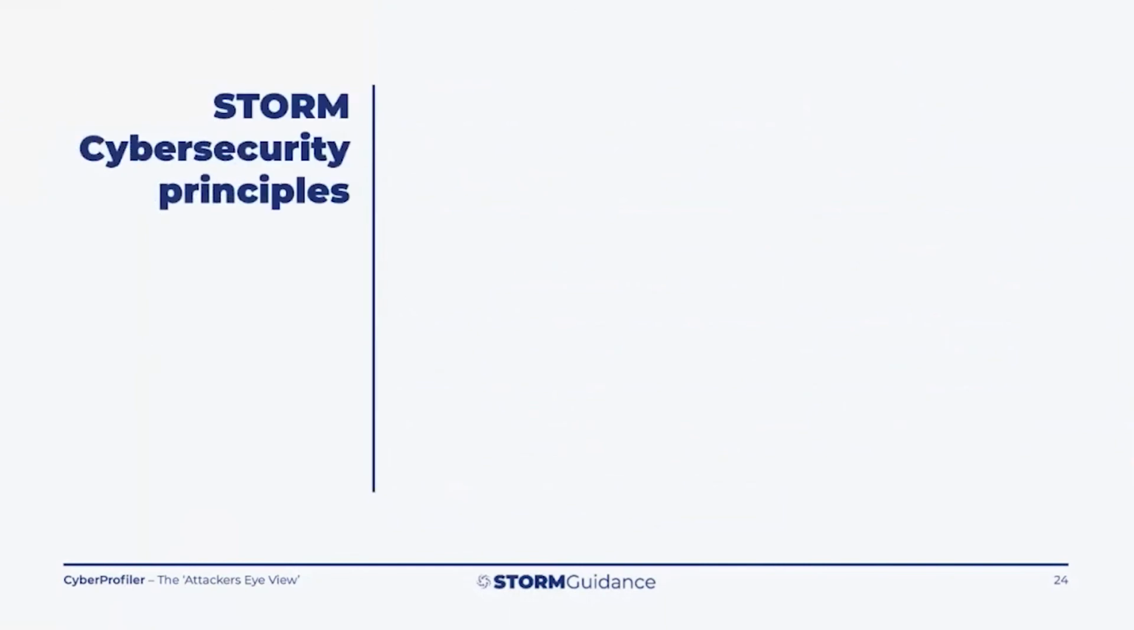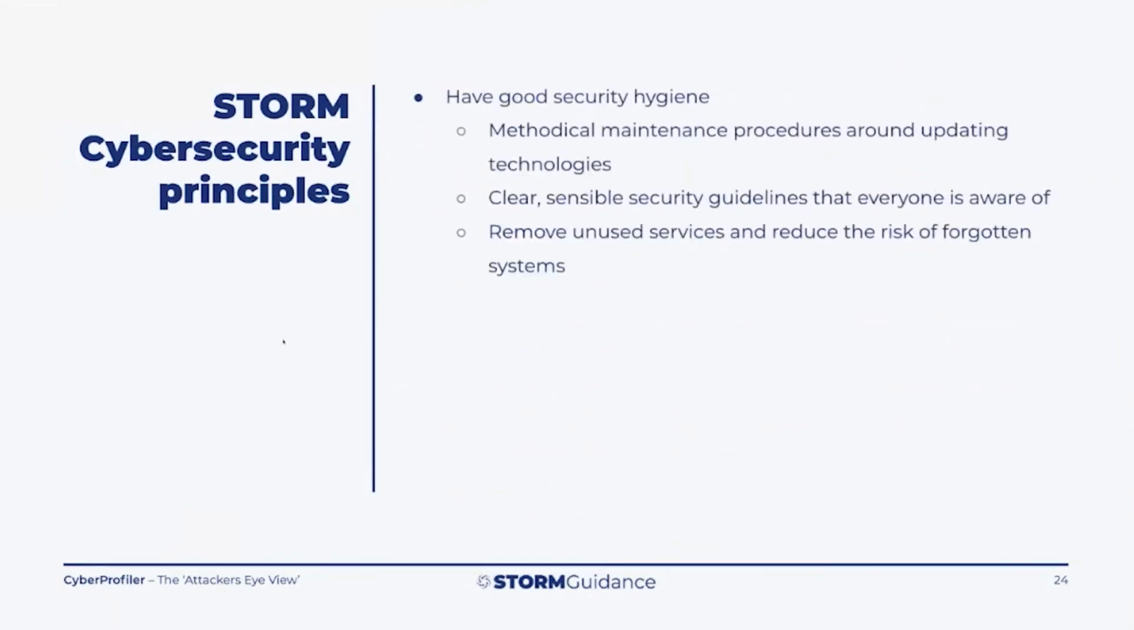I just wanted to end on a couple of terms that we like to use at Storm, and we use as a basis for describing best practice when it comes to cyber risk management in all our services. So the first term is security hygiene. Have good security hygiene. So have methodical maintenance procedures around updating technologies. Don't leave CVEs unpatched, for example. Have clear, sensible security guidelines that everyone is aware of, and more importantly, that everyone adheres to as well. Remove unused services, and you'll greatly reduce the risk of forgotten systems. These are prime targets for attackers, as are any systems that aren't being consistently monitored.